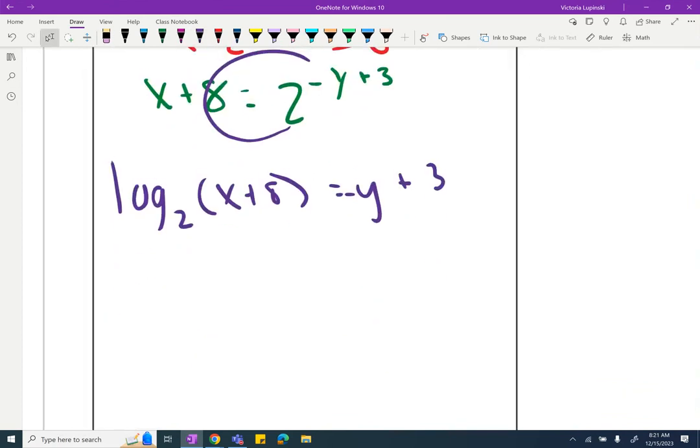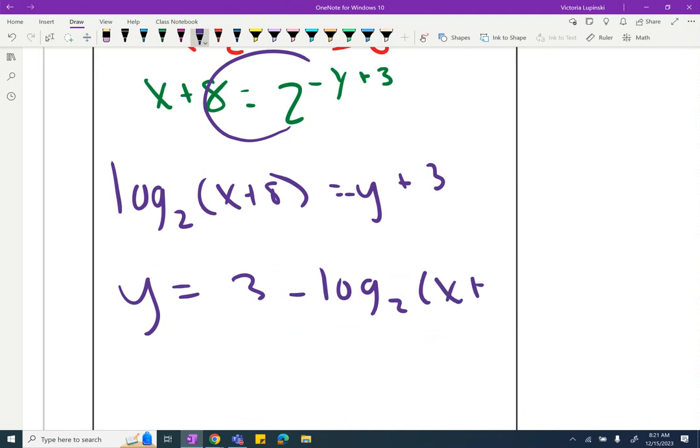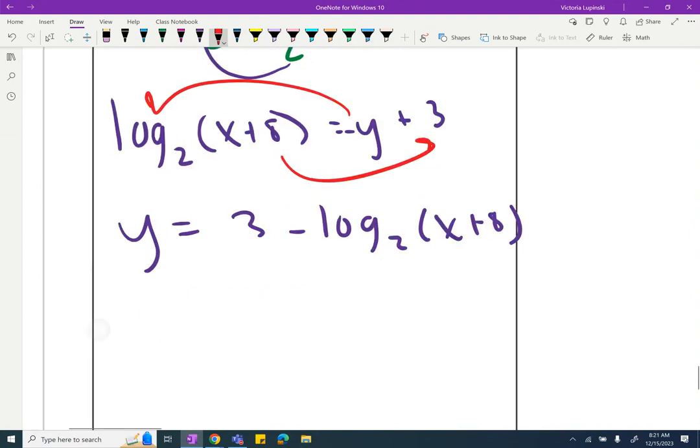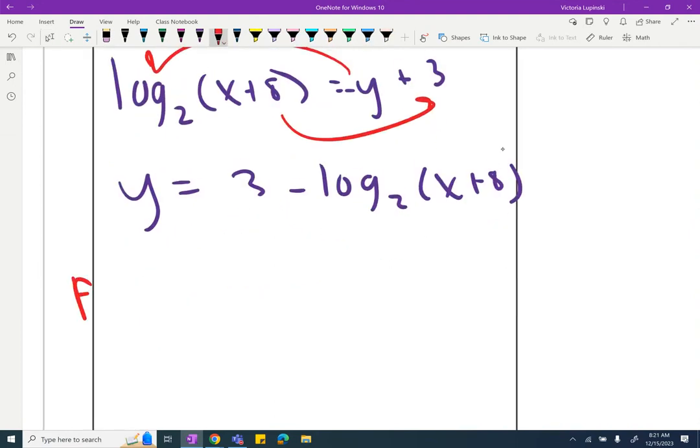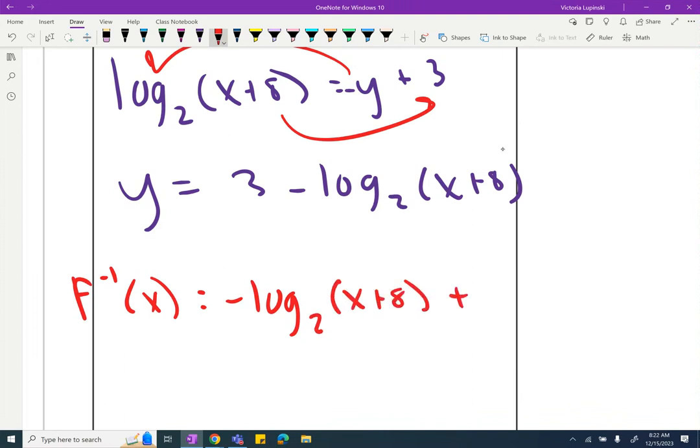Because of the fact that the y is negative, the easiest way to finish this problem is to add the y to the left and subtract the log to the right. So again, I decided to add this y over here and subtract this log over here. And in your final step, call it f inverse. That's a perfectly fine way to leave your answer, but some of you might prefer to write negative log base 2 of x plus 8 with the 3 in the back.